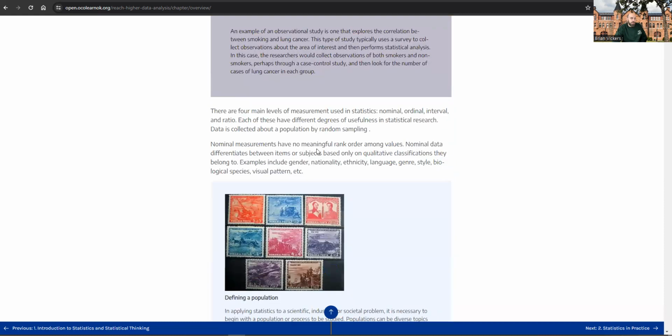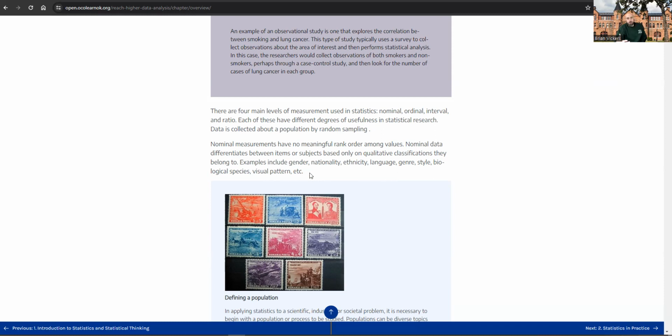So nominal data would be something where there's no numerical value to it whatsoever. Examples they gave here are gender, nationality, ethnicity. This is a type of qualitative data or categorical data. There's no math you can do to it. There's no numbers per se.